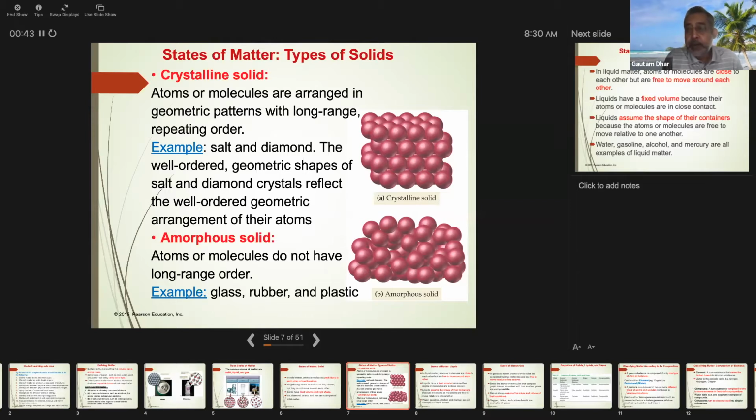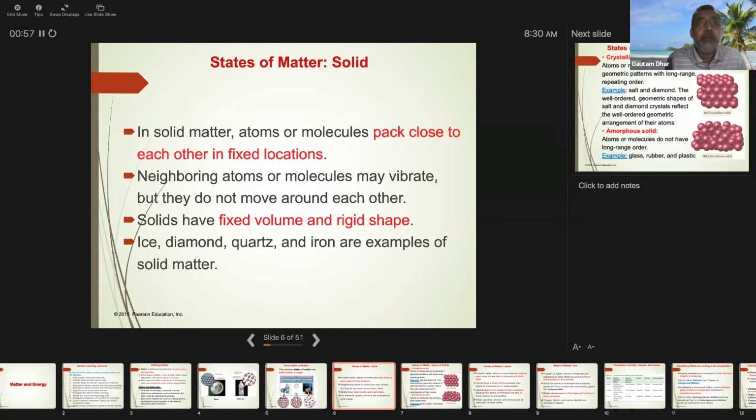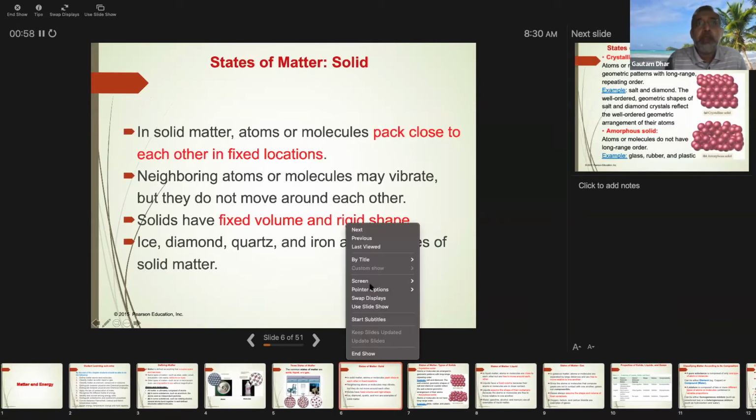Okay, and we'll talk about that more later. So there is motion there, but when it's vibrating, it's still keeping the center position the same. And that gives it the rigidity. So they have a fixed volume, and they have a rigid shape.